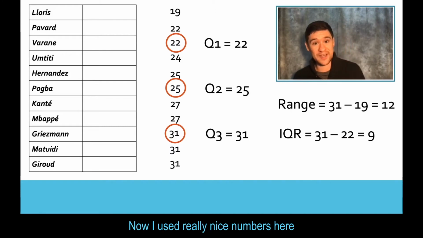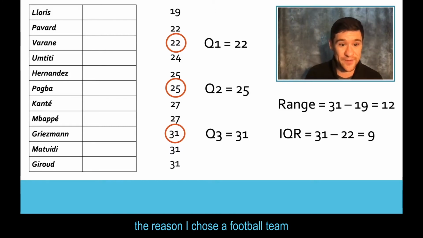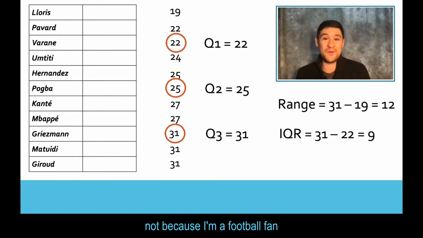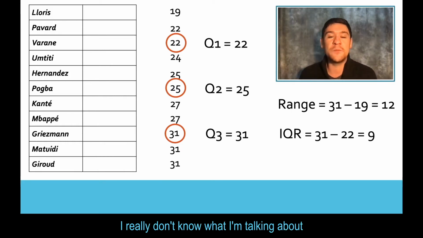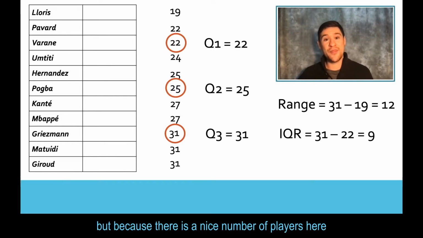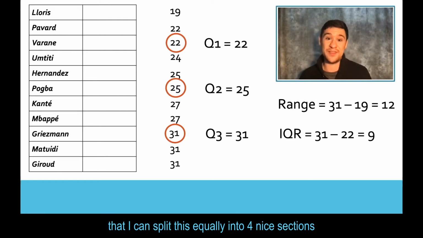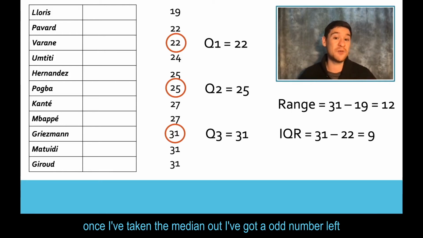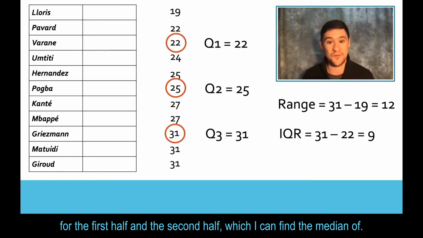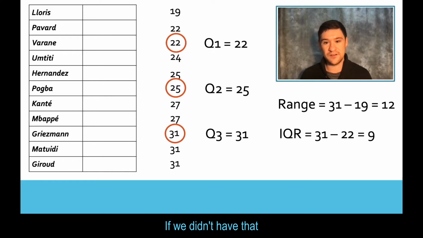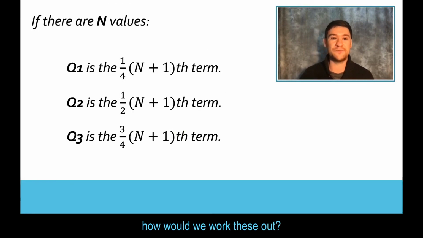Now I used really nice numbers here. The reason I chose a football team, not because I'm a football fan, I really don't know what I'm talking about, but because there is a nice number of players here that I can split equally into 4 nice sections. Once I've taken the median out, I've got an odd number left for the first half and the second half, which I can find the median of. If we didn't have that, how would we work these out?